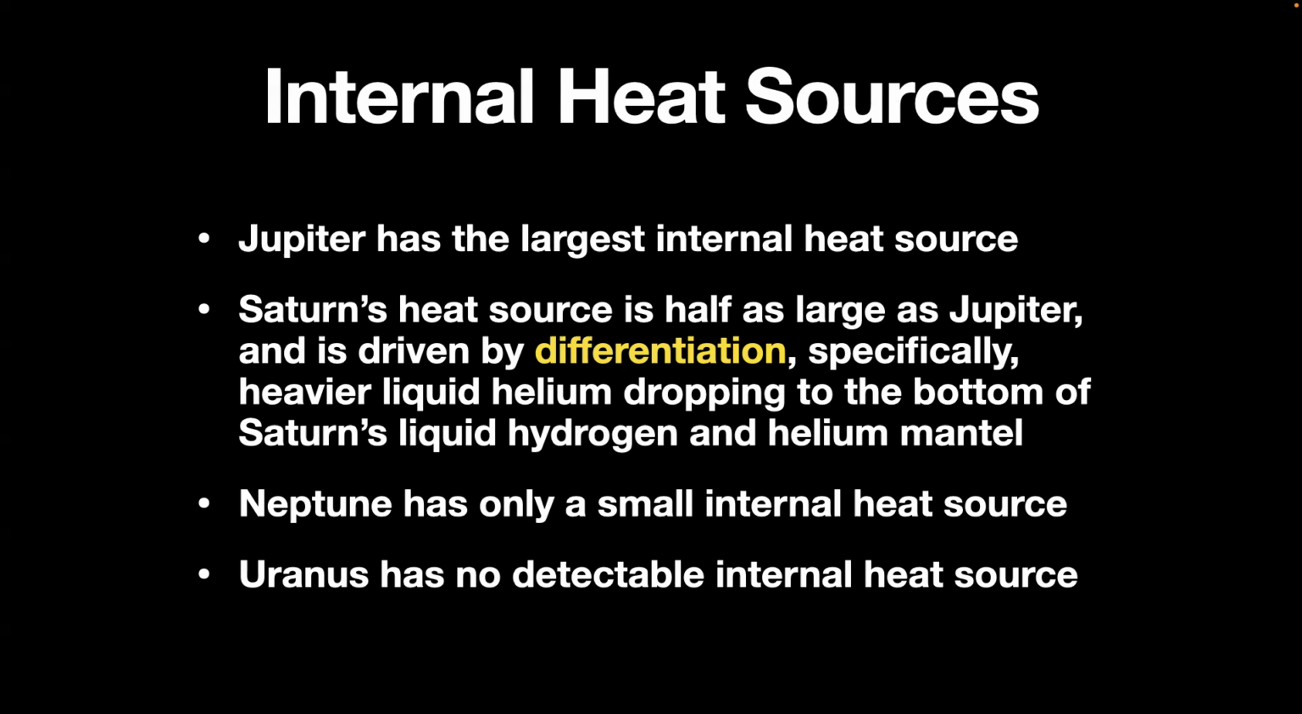And that's what's happening here in Saturn, except that we're talking about Saturn's liquid mantle, where there's liquid hydrogen and also some liquid helium. Helium is a little bit heavier than hydrogen, so the helium will slowly drop to the bottom of the liquid mantle, and it will release gravitational energy as it does this. And so this drives Saturn's internal heat source. Neptune has a very small internal heat source, but Uranus has no measurable internal heat source, so none that we know of.